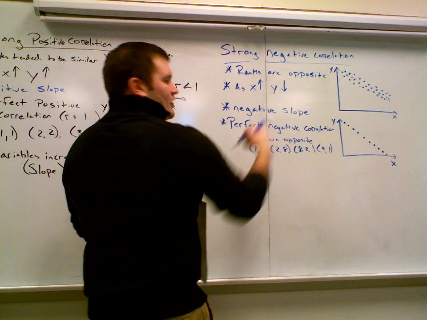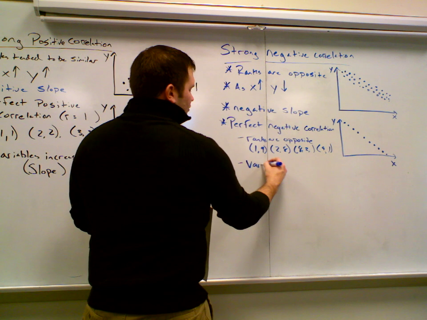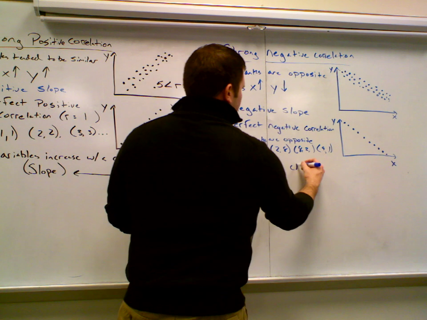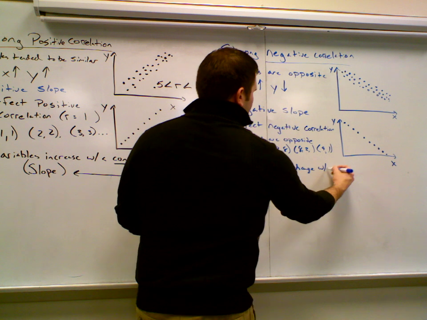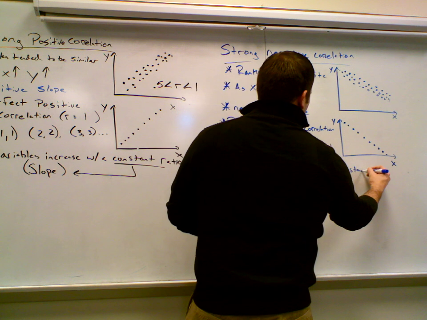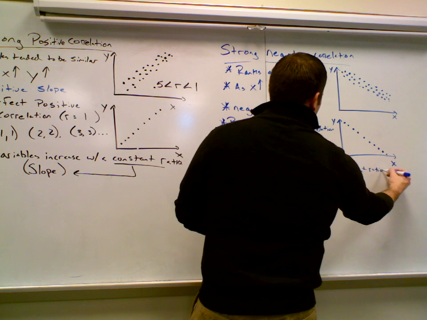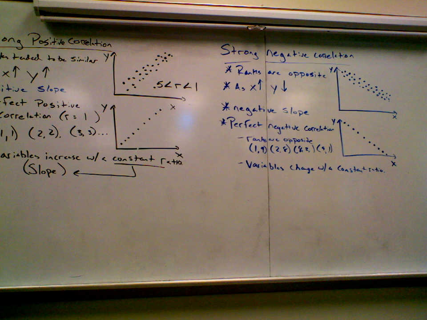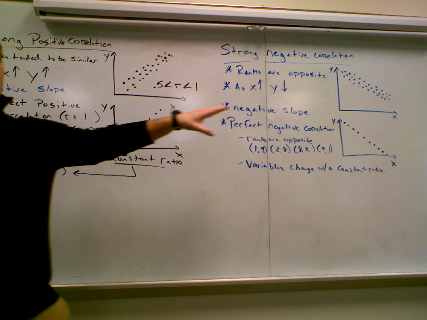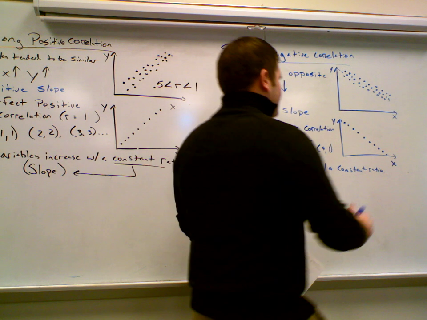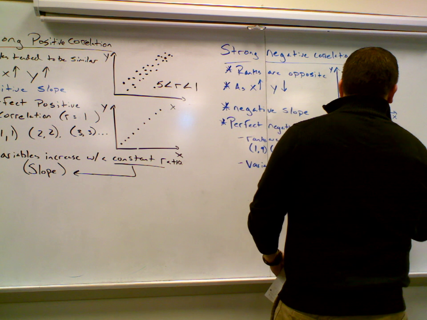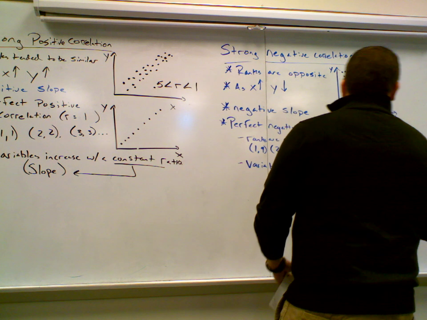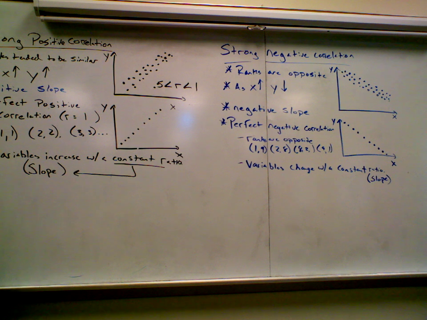In this case too, if it's perfect correlation, the variables still change at a constant ratio. And that constant ratio is still a slope, but in this case, instead of being a positive slope, the slope is going to be negative. Does that make sense?